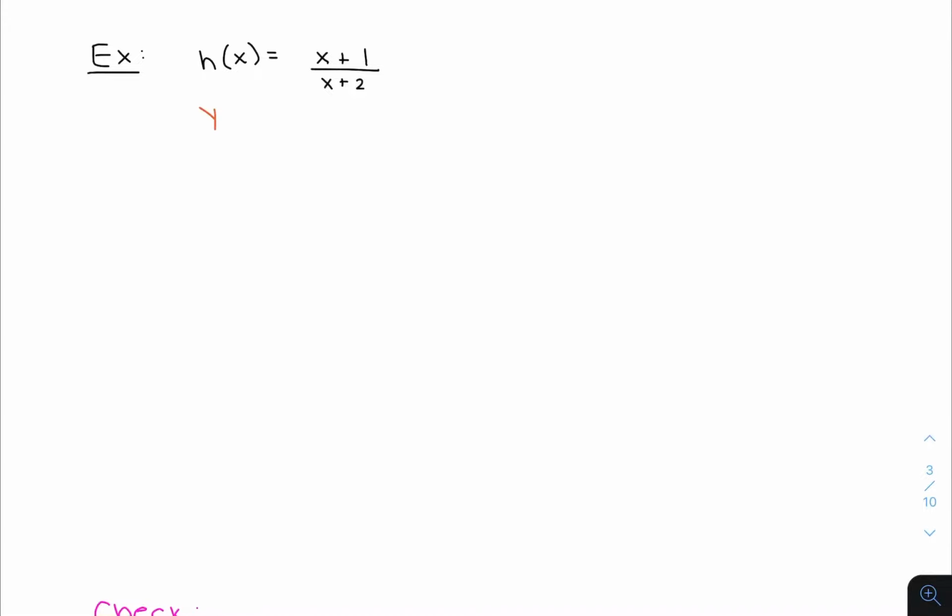We're going to change h of x into y, and then we also have to switch our x's and y's. So we're going to switch them so we would have that x is equal to y plus 1 over y plus 2. This time it's a little different because now we have two y's in this case, but something we can do is rewrite x over 1 and cross multiply. Cross multiplying will get the y in the denominator out of the way. So let's try to do that.